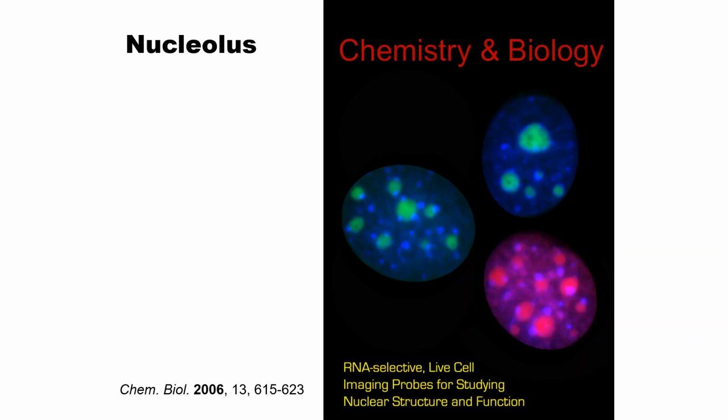Inside the nucleus, there are smaller structures called the nucleolus. The nucleolus is the center of ribosomal RNA synthesis. That's why that area has a high content of RNA. So it was found that RNA selective dyes have the potential to stain these nucleolar structures.